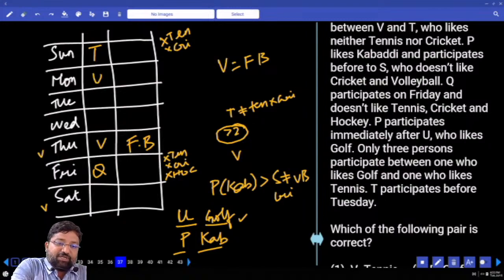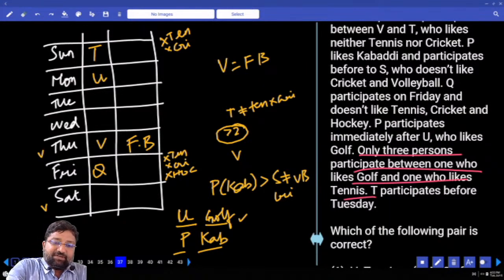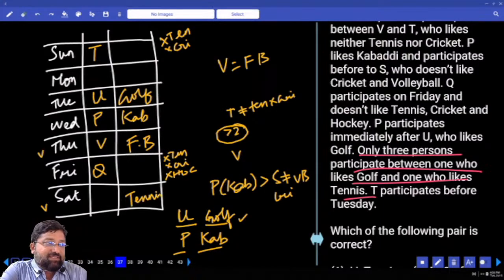If U is on Monday, read the last but one line here. Only three persons participate between golf and the one who likes tennis. 1, 2, 3. This should be tennis, but it is clearly told to us that T cannot like tennis. So now U has how many possibilities? Only one. U golf, P kabaddi, and this is tennis.